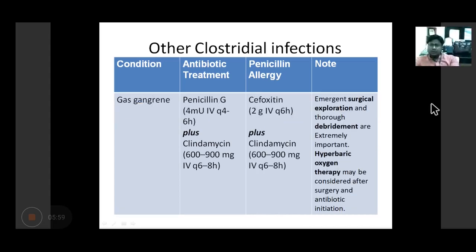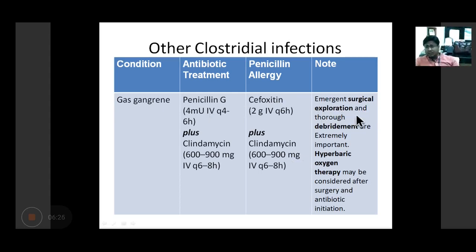Okay, then there is one more regimen for gas gangrene treatment. Here you can see antibiotic treatment is penicillin plus clindamycin. If there is allergy to penicillin, it will be changed to cefoxitin, which is a cephalosporin group of drug, plus clindamycin. So you can see the need of clindamycin and metronidazole in anaerobic infection.